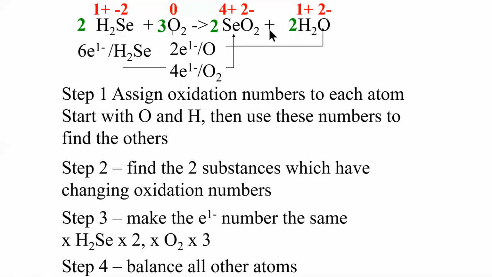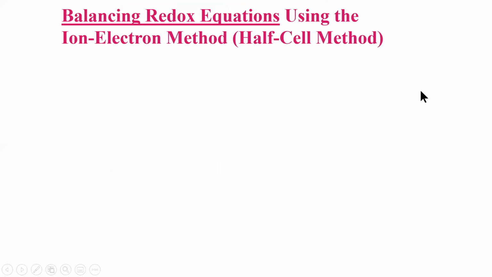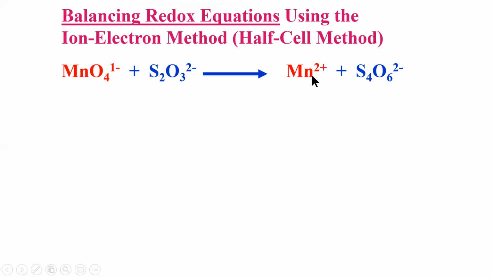Okay? If there are other atoms that need to be balanced, you do it at this time. Now, most of the time, you're probably going to be using the half-cell method. So let's go over the half-cell method in detail. Here we have a redox equation where changing oxidation states are happening, and the spectators have been removed to make this easier to illustrate.